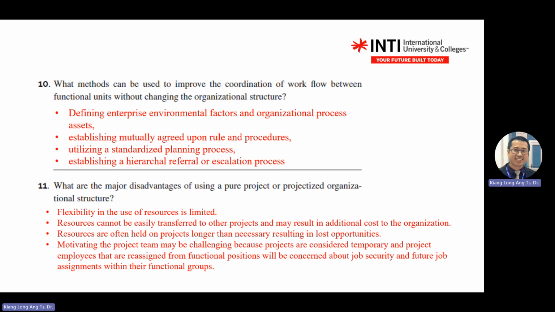Motivating the project team may be challenging because in pure projects, you are temporarily seated in a certain project. Then after the project completes, you will be reassigned back to your functional group and maybe a new project.